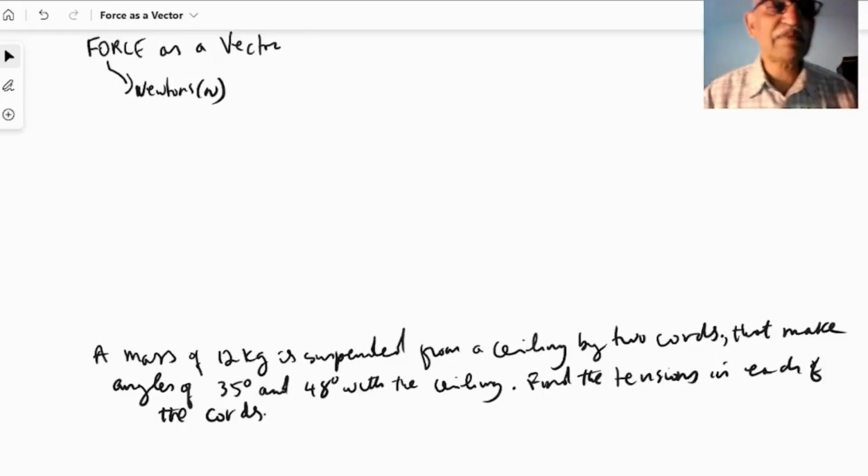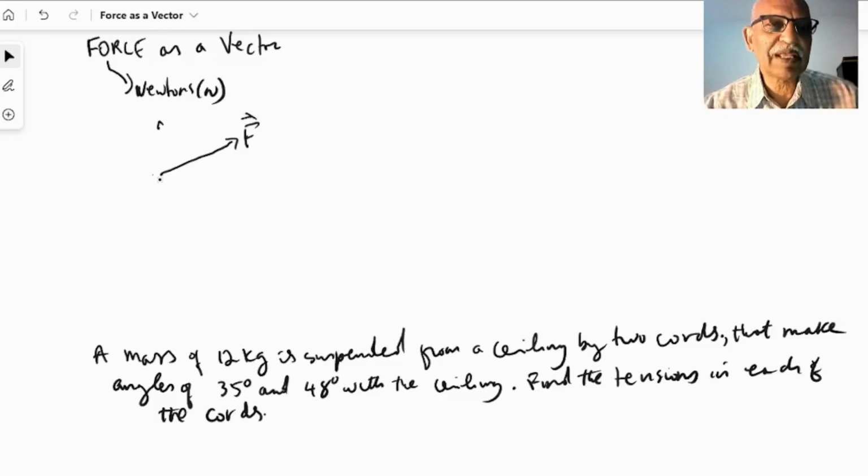This lesson will be force as a vector. So force we can have by pushing or by pulling an object. Force is acted upon an object. The unit of measurement for force is newtons. So let's say force, first force on a plane. If there is no inclination, let's say this is the force we have.